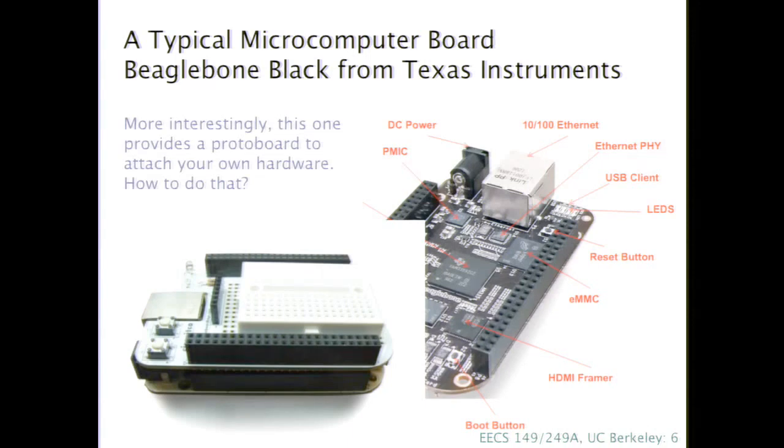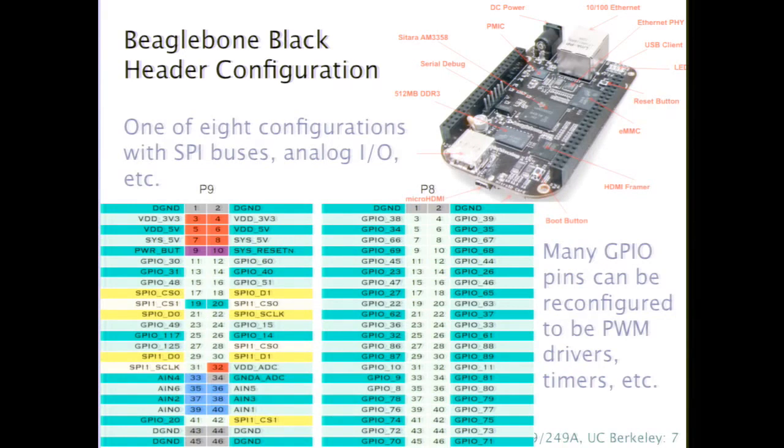You can go and look at the spec sheet for the BeagleBone Black, and it's very colorful and very confusing, with lots of mysterious acronyms. Here's one of the tables from the BeagleBone Black documentation. This gives one of, I think, eight different configurations for the board. That means how do you choose a configuration for the board? What do you think?